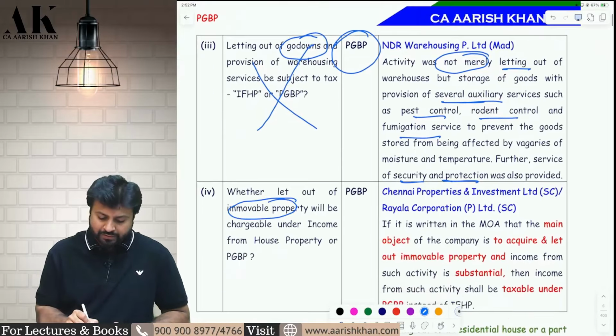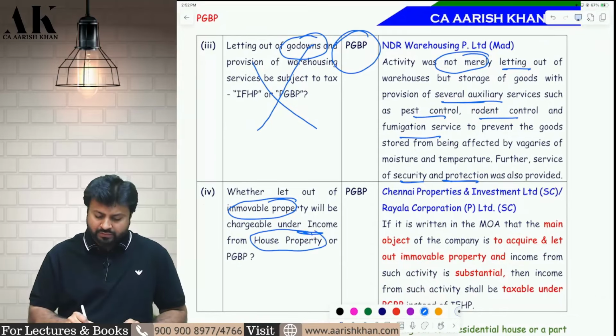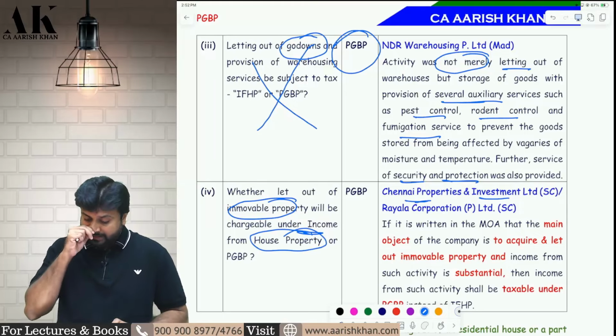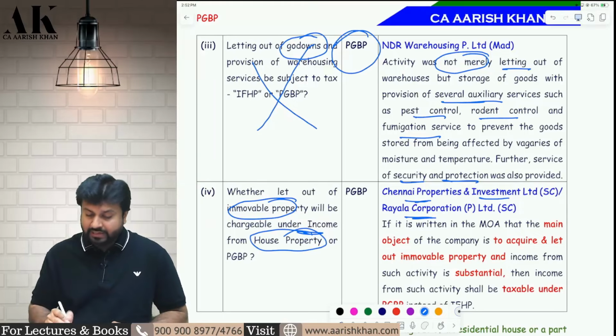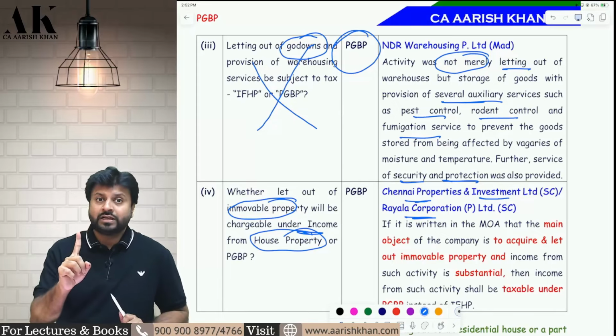Generally, if you let out a property, where will it go? If generally I let out a property, it will go under income from house property. No doubt about it. But there is a Supreme Court judgment of Chennai Properties and Investment Limited and a Supreme Court judgment of Rayala Corporation, which says that if there is a company, listen to the conditions very carefully.